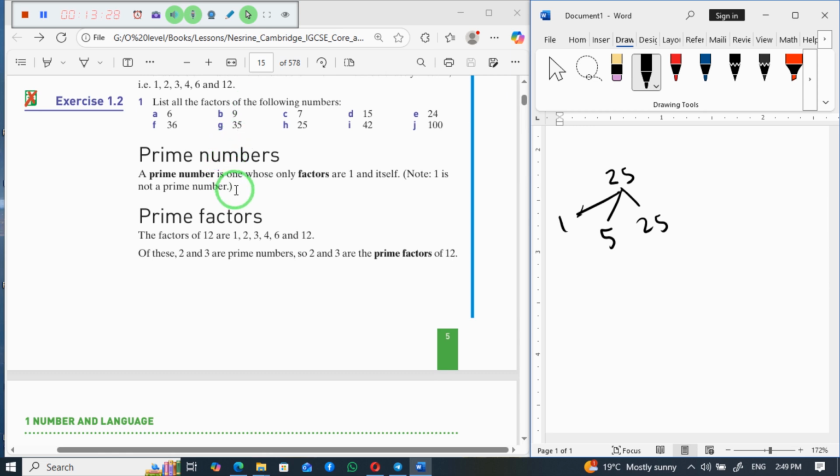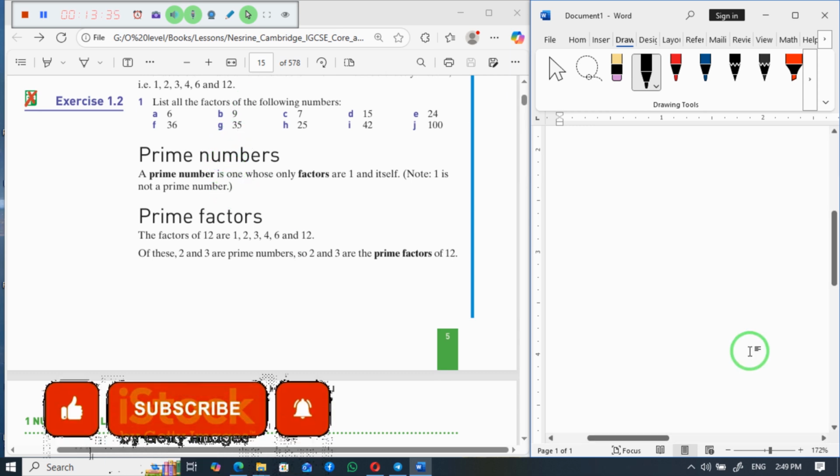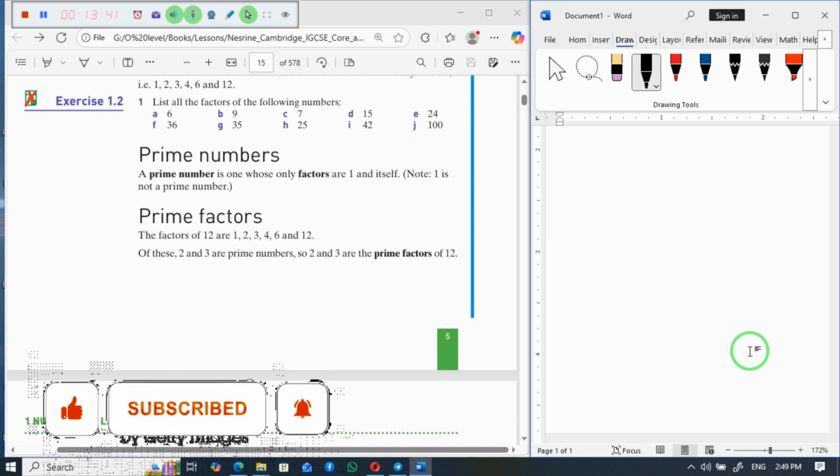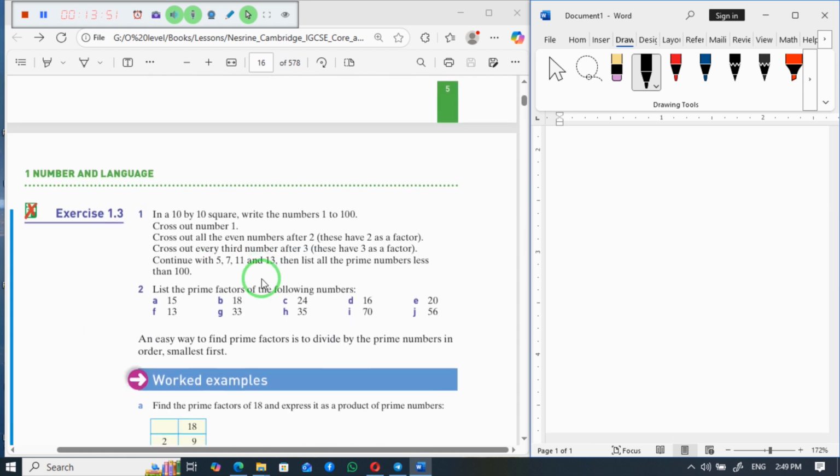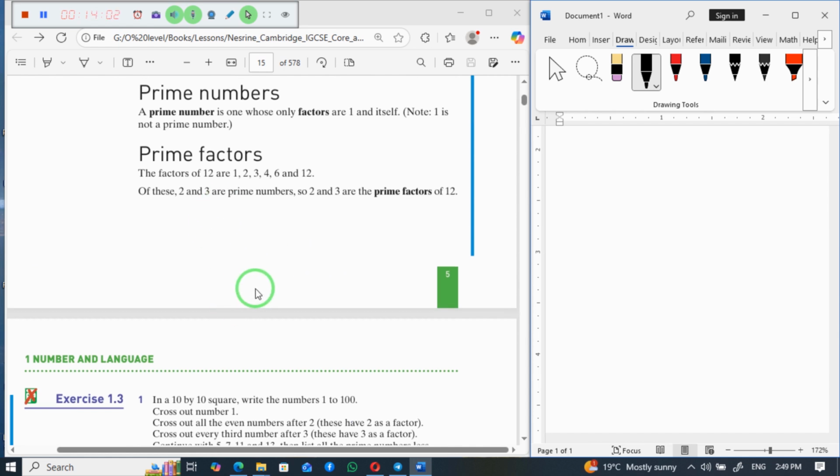Next is prime numbers. What is a prime number? A prime number was explained in the previous lesson, so you should watch the previous lesson, number 2. And prime factor is the most important thing that I want to explain in this part. A prime factor is a prime number by which a composite number can be divided exactly.